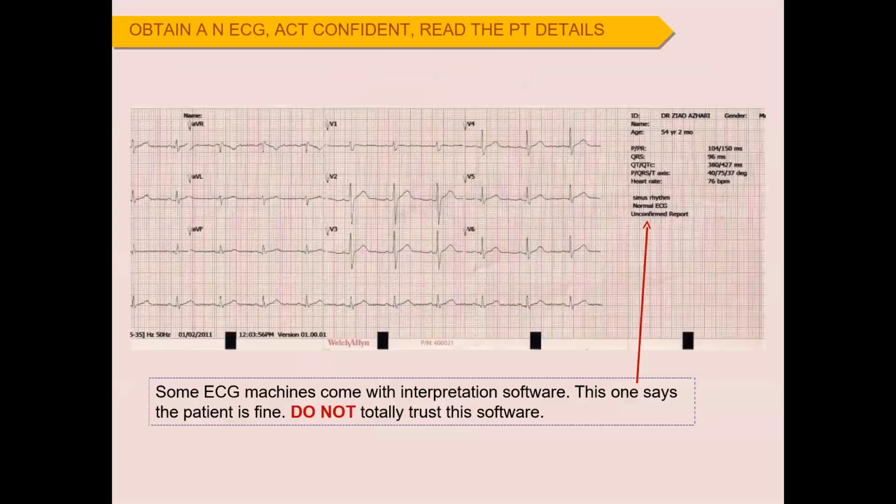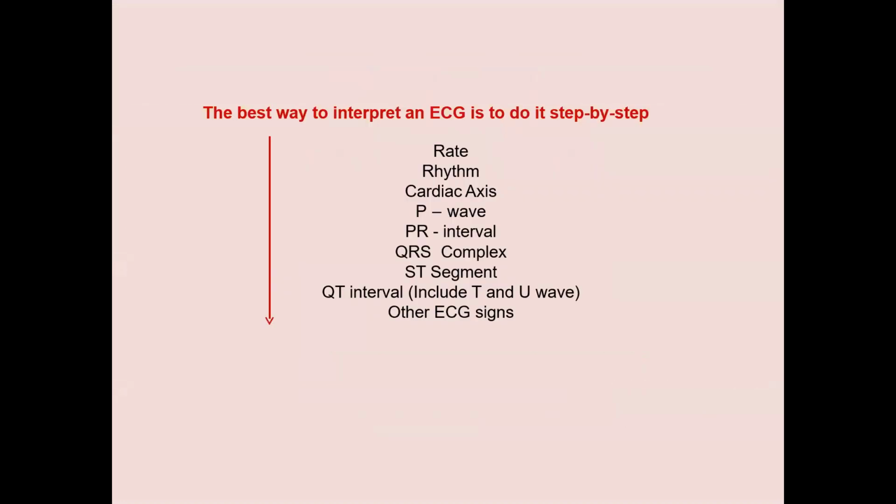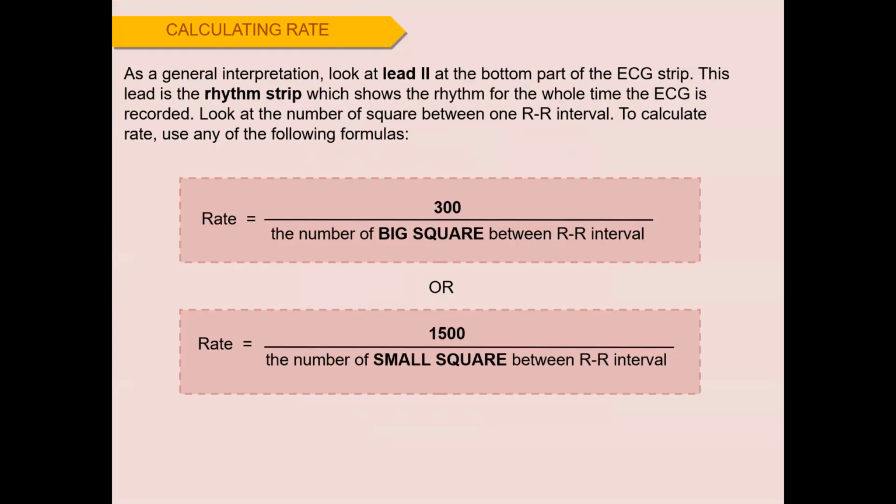Now, the best way of interpretation is rate, rhythm, axis, P wave, PR interval, QRS complex, ST segment, QT interval including T and U wave, and other ECG signs. Now coming to rate, how to calculate rate. Rate is equal to 300 divided by the number of big squares between the RR interval, or 1500 divided by the number of small squares between the RR interval.